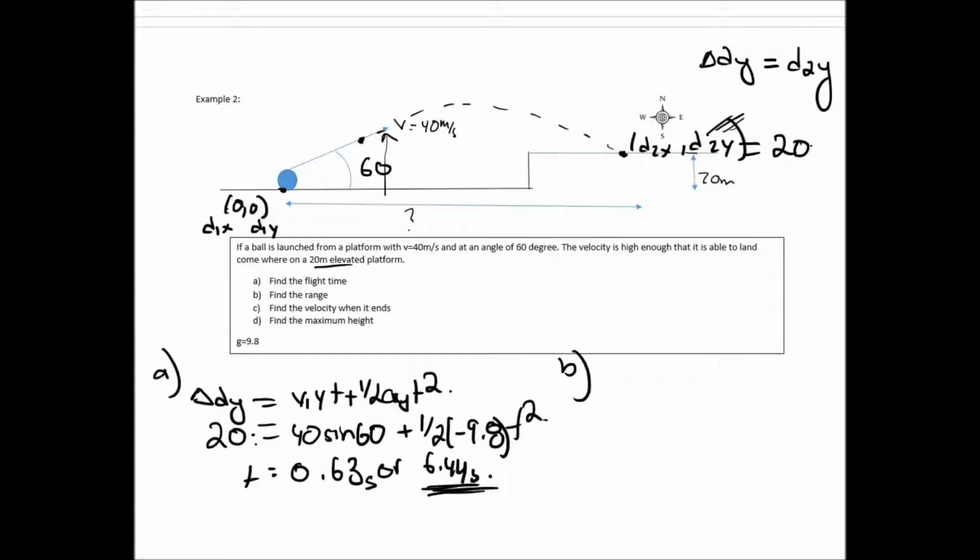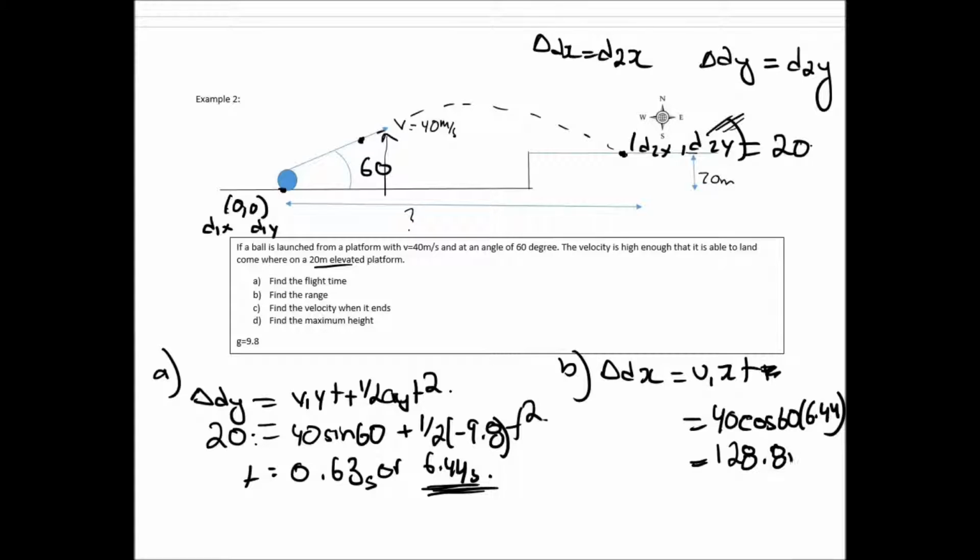Find the range. Just put it into this same equation, but with x components. So it'll be delta dx equals v1x t plus, well, there's no acceleration, so I'm going to skip that. And once again, delta dx equals d2x, so we can just stick with that. And v1x is 40 cos 60 times 6.44 when it lands, and we get the displacement of 128.8 meters. So this is 6.44, this is 128.8.